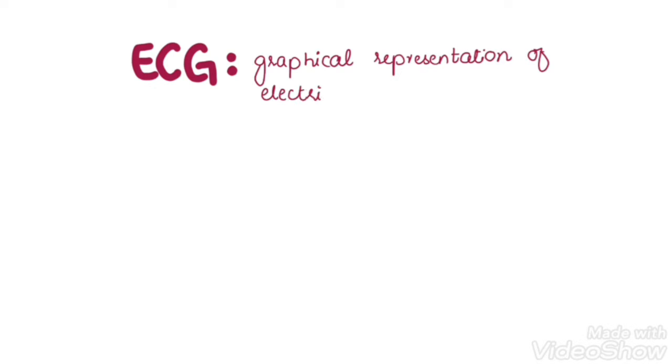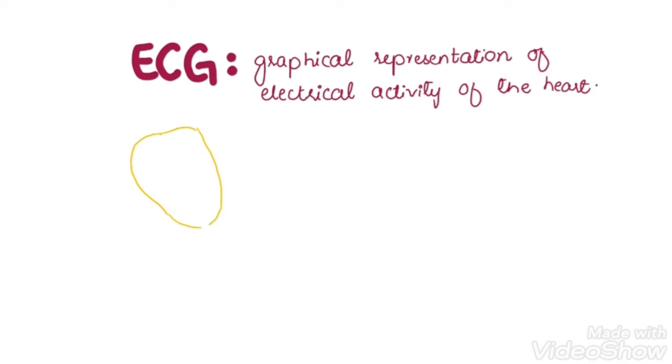ECG or electrocardiogram is the graphical representation of the electrical activity of the heart. The heart consists of the SA node, which is responsible for generating this electrical activity, and the AV node, bundle of His, branches, and then Purkinje fibers, which are responsible for the conduction of this impulse.